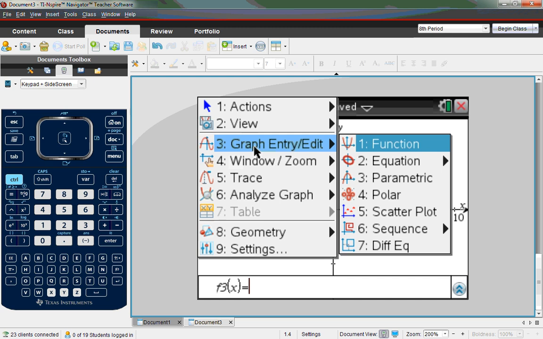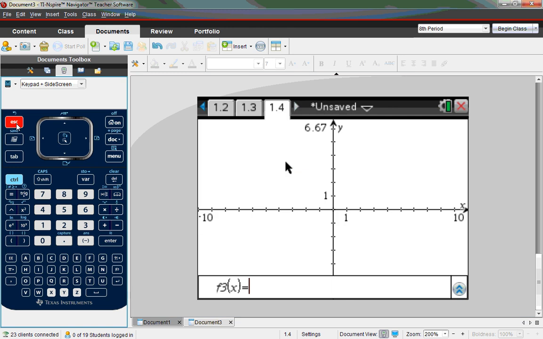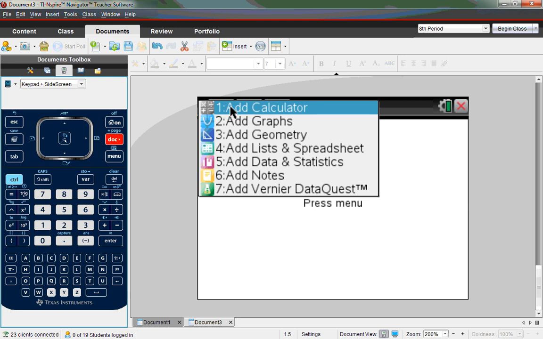Okay, so now I have a scatter plot. Now, how do I see all my data? Menu, window, zoom, and what do I want to find? Zoom data. So then I need to now find my regression model. So how do I find regression models? What type of page do I need to do in a regression model? Calculator page. So I control doc and I add a calculator page.